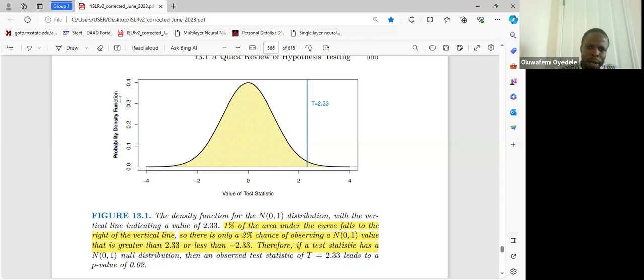They also look at the value of the test statistic using probability density functions, where they say the test T value equals 2.33. From this threshold to my right, they discover that the values that fall beyond the threshold are approximately 1%.